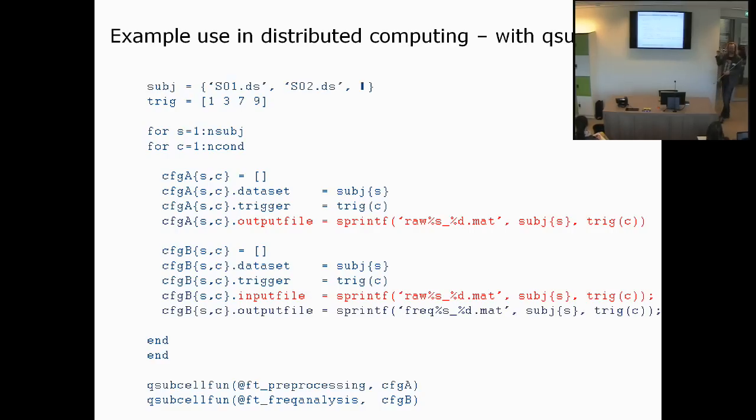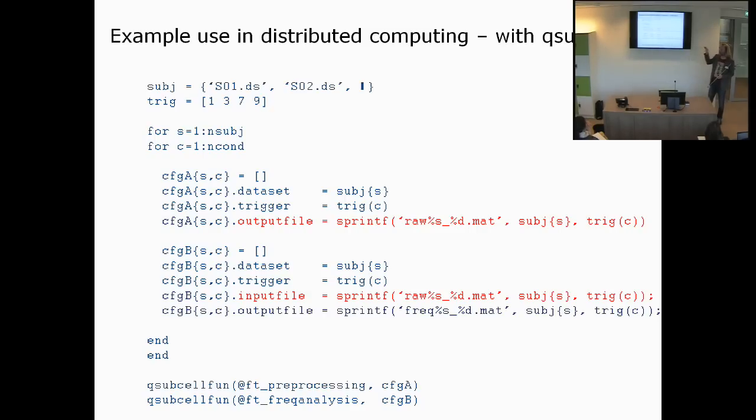If you do this type of distributed processing, it is important to really consider how you save the data on disk, because this really blows up data very quickly. So what you see here is that I'm using the option cfg.outputfile, which specifies that a FieldTrip function, like any FieldTrip function, should write its result to disk. And in the configuration for freqanalysis, I'm specifying cfg.inputfile, and here I'm saying, well, the input file is the same as this output file. So what I'm specifying is write all the preprocessing results to disk in this naming structure, and then read from all those files.